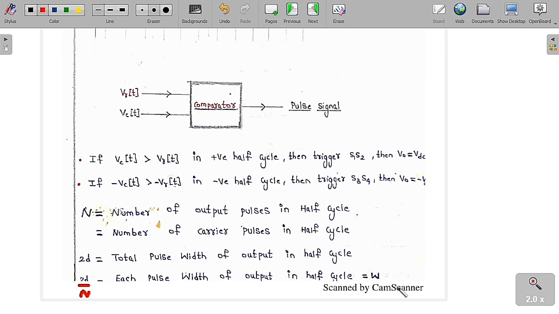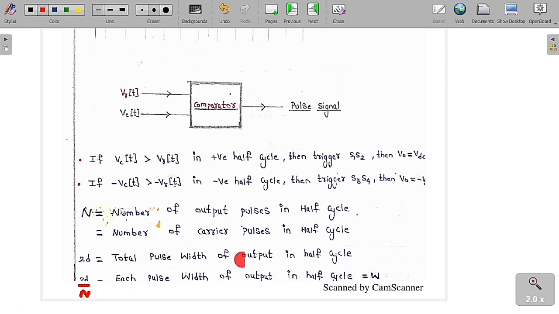So simply we can say that the number of output pulses in half cycle is n. It is also equal to the number of carrier pulses in half cycle. Here 2D is the total pulse width of output in half cycle, and 2D by n is equal to W, the each pulse width of output in half cycle. So n is the number of output pulses in half cycle, or simply the number of carrier pulses in half cycle.